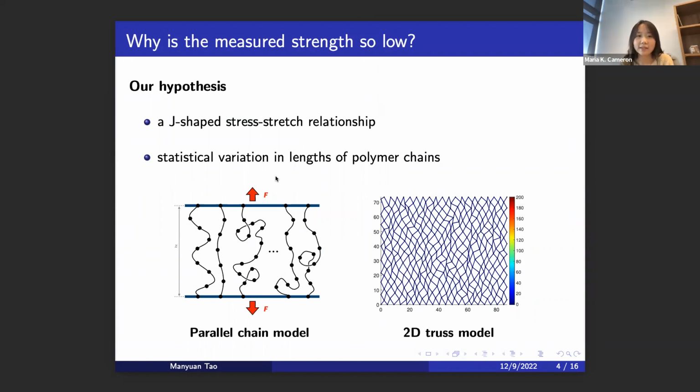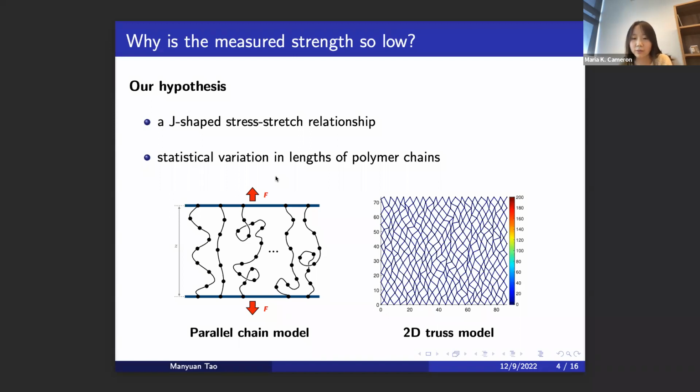We hypothesize that the large reduction in strength is caused by a J-shaped stress-stretch relationship and statistical variation in lengths of polymer chains. We test these hypotheses using two simple models. One is a parallel chain model, where a large number of polymer chains of different lengths are attached to two rigid plates. When the two rigid plates are pulled by a pair of force F, all the polymer chains are stretched to the same distance Z in parallel.